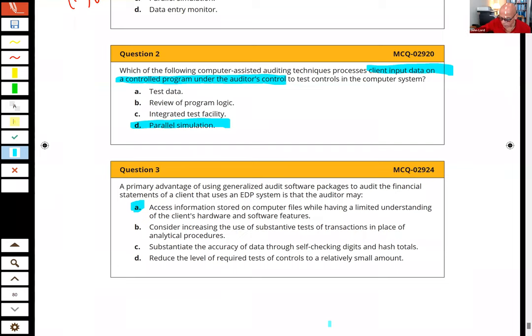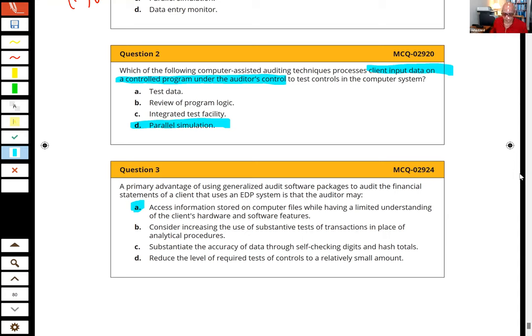But we go ahead and we take a look at this and we say the primary advantage of using generalized audit software packages is to audit the financial statements of a client that uses an EDP system, that the auditor may access information without having limited understanding of the client's hardware and software features. Again, you're probably going to be able to use this program like IDEA. It's a Windows-based program. You go in and the client gives you access to the system and you're able to extract certain data that you need for your audit procedure.